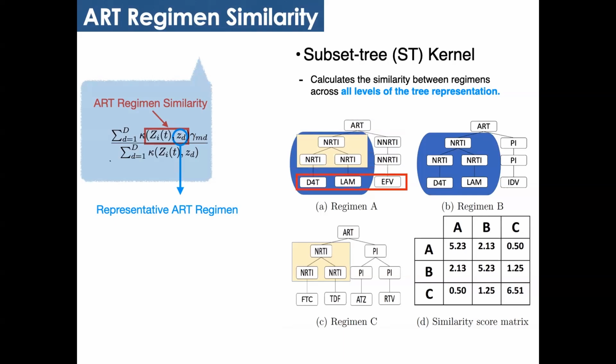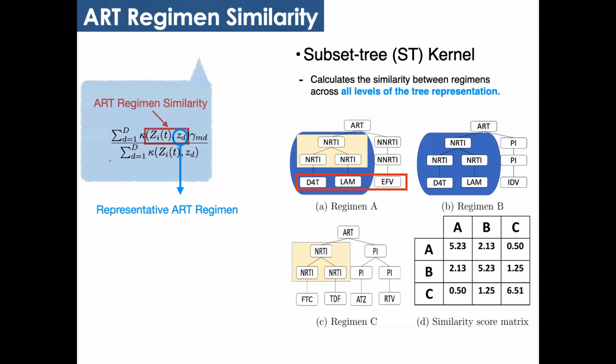The reason we represent regimens with this tree structure is that the substitute kernel can calculate the similarity between regimens across all levels of the tree representation. For example, for regimens A and B, the blue parts are the same, so we can calculate the similarity between these two. Between regimens A and C, you see the yellow part. Even though the exact individual drugs at the bottom level are different, both regimens contain two NRTI drugs, so we can borrow some information.